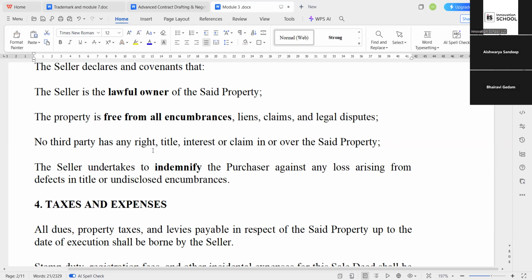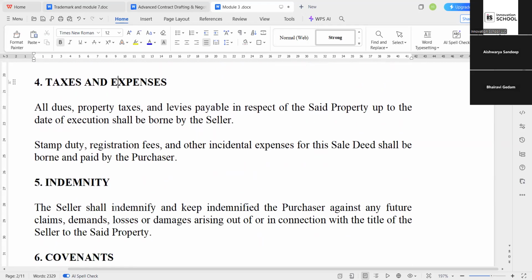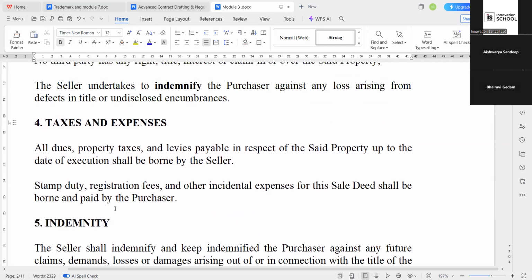That is again that the property is not under any lien, it is not mortgaged, it is not kept against a bank loan or anything as such. Then comes the taxes and expenses. Now we also have another clause with respect to your payment and conclusion.